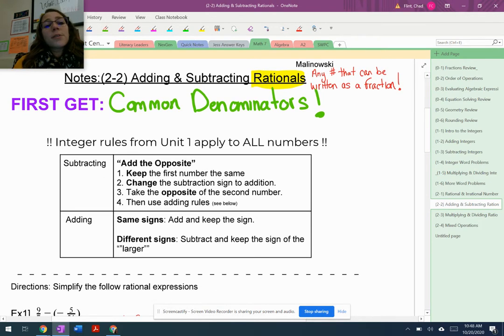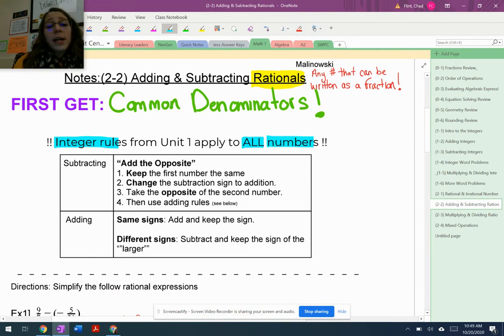Now, we're going to kind of take these Unit 1 and Unit 0 and smush them together here because we're going to use those fraction rules that you know from previous grades. But then we're also going to take those integer rules from that Unit 1 that we did and use them here with fractions too, because those integer rules don't just apply to positive and negative whole numbers. They apply to all numbers that we deal with, all numbers.